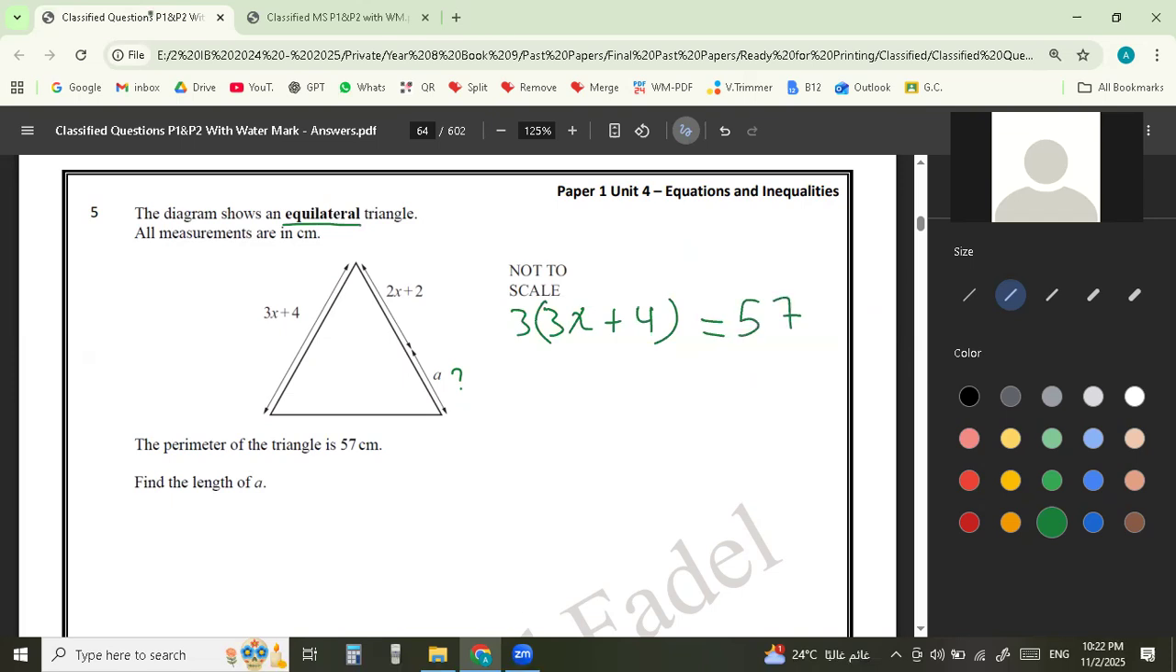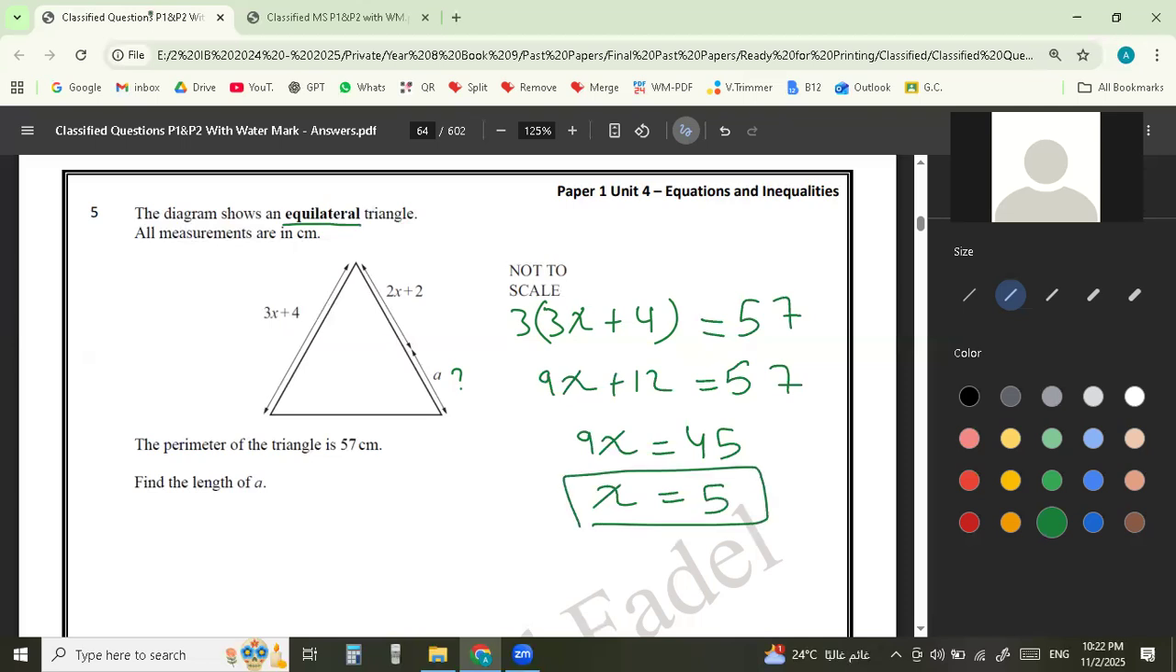Now we can find x. Let's expand. This is going to be 9x plus 12 equals 57. So 9x equals 57 minus 12, which is going to become 45. So x is what? X is 5 exactly. Now we found x. Good. So what is the length of the side? The whole side, this side. Well, mister, the length of this side is 3 multiplied by 5 plus 4, which is 15 plus 4, which is 19 centimeters.